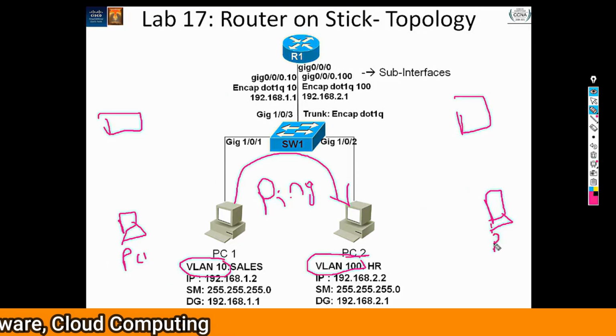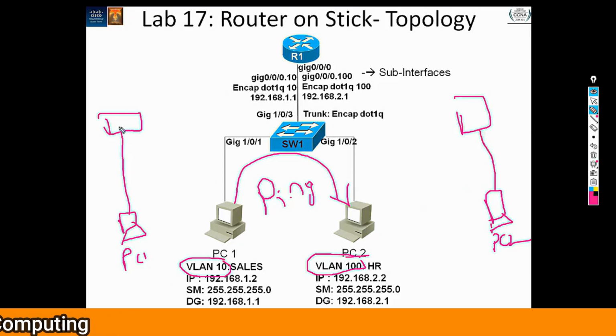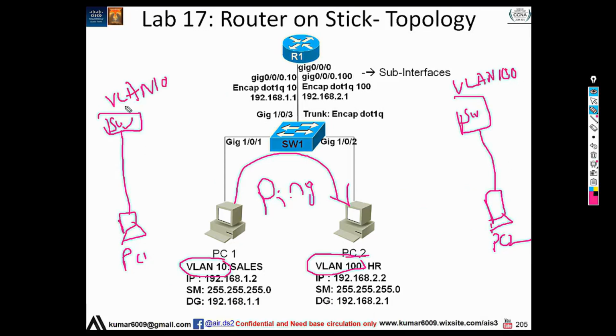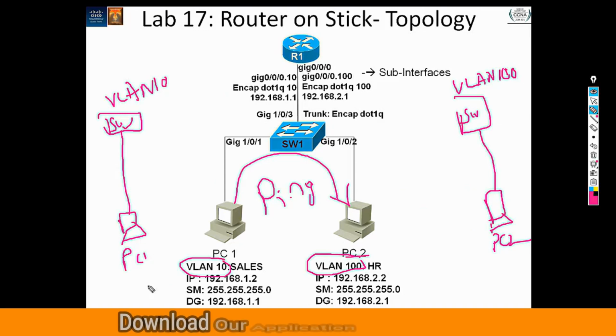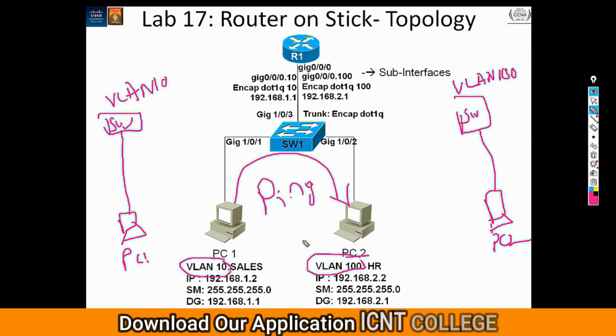I'm showing you this physically, but virtually, when you configure VLAN, the same thing is happening. The switch name is VLAN 10. We have two switches with two PCs connected. PC1 is connected to the VLAN 10 switch, and PC2 is connected to the VLAN 100 switch. By default, they will not talk to each other.